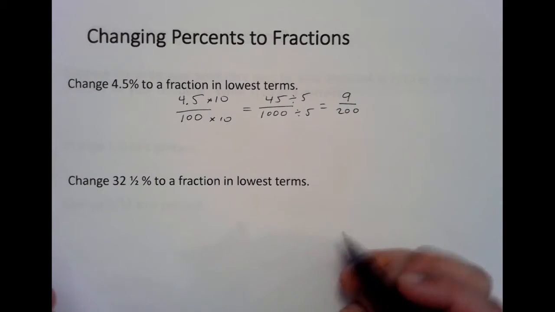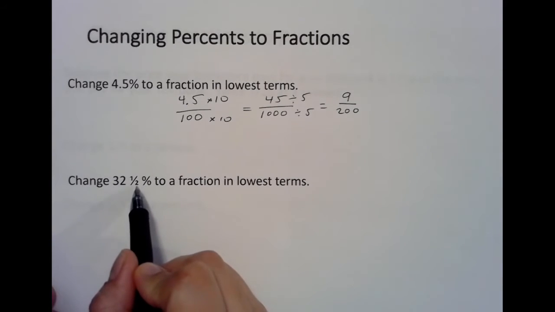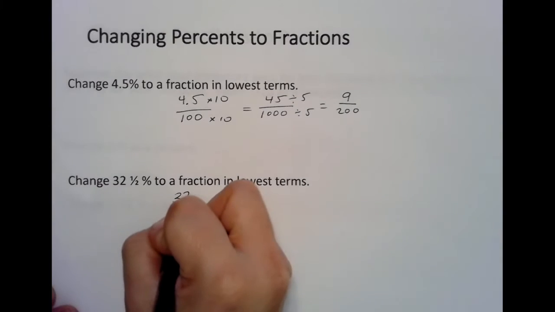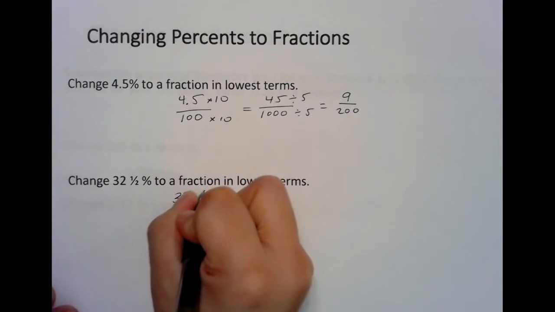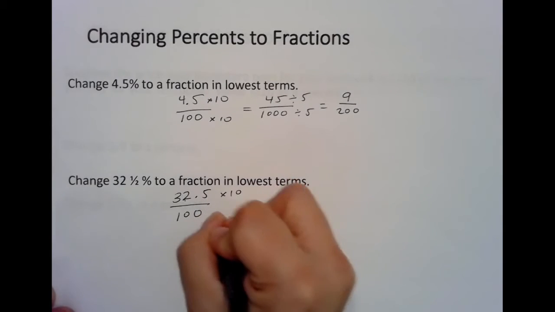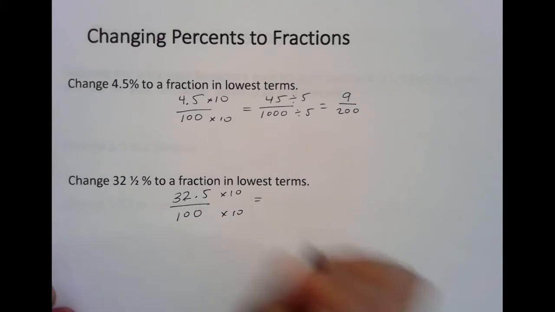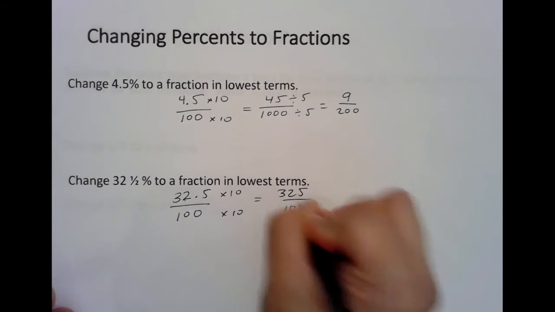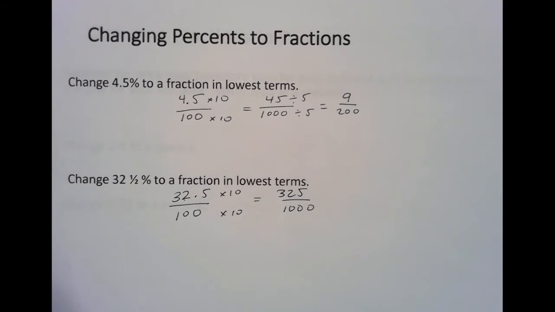In this case, it might be easier to recall that 1/2 is the same as 0.5. So this is the same as saying 32.5 over 100. Okay, and then we do the same thing where we multiply top and bottom by 10 to get rid of the decimal. You have 325 over 1,000. Okay, so simplifying that, we divide top and bottom by 25.